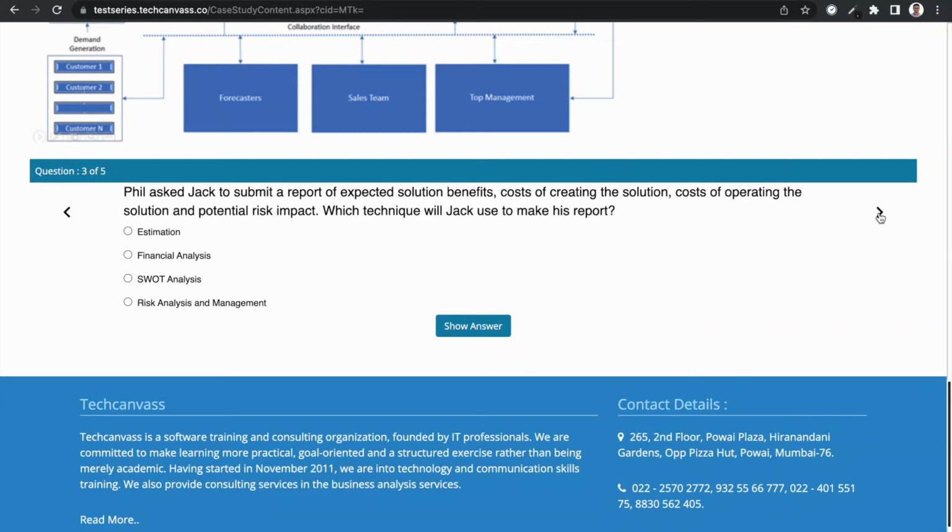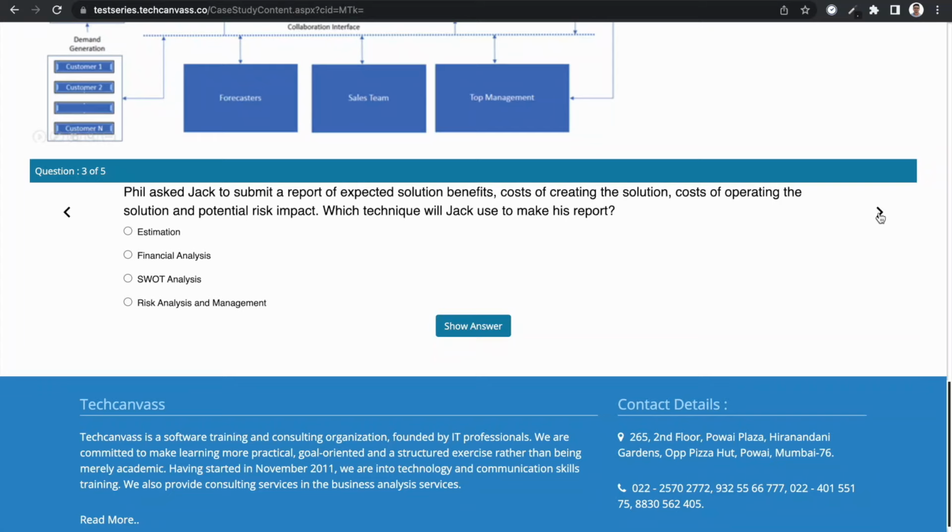Here, when we read this question, it talks about some of the stakeholders, which means now you need to go to the case study and find out which section can help you in answering this question. But still, let's read the question first.